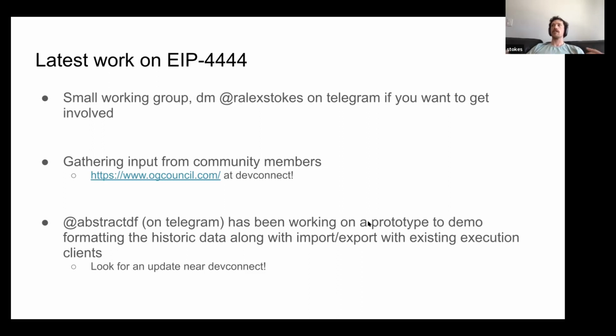So essentially saying, okay, if we do have all this chain history, what are the actual details of how it's laid out, in terms of schema and the data types and all that. And then also taking existing off-the-shelf execution clients and giving them an import and export feature to work with this history. And I think the latest I heard is that he's working on an update for DevConnect as well. So there should be some more exciting stuff soon. And I think that was it for me.